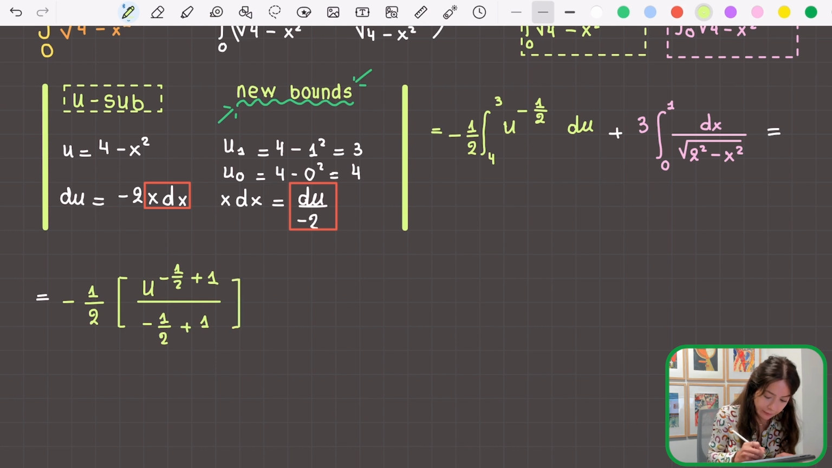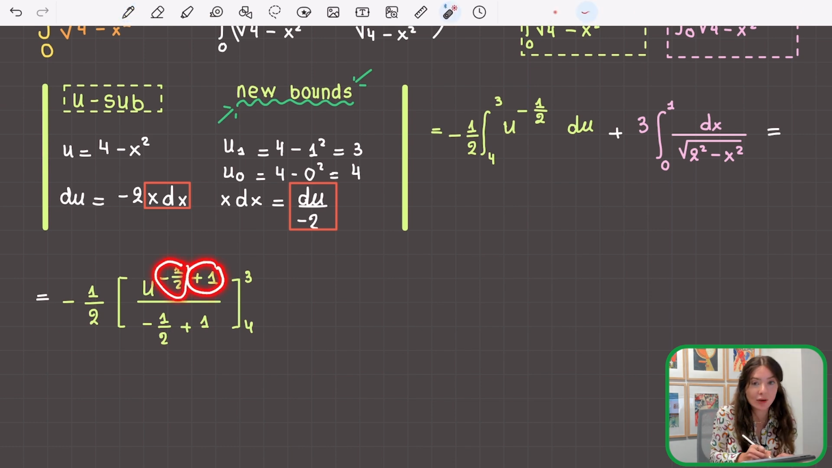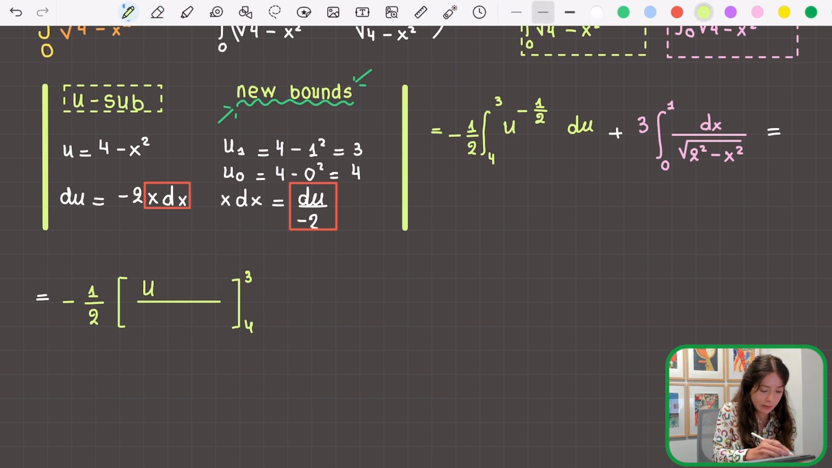All of this from 4 to 3. Now positive 1 minus 1/2, that's simply positive 1/2, right? So I'm going to say 1/2 and 1/2. Notice here that 1/2 divided by 1/2 is the same as multiplied by 2 over 1. 1/2 multiplied by 2 over 1, the 2's get canceled. So you can cancel those.